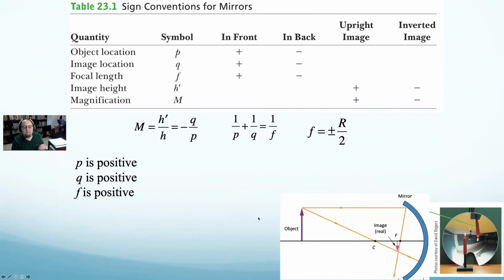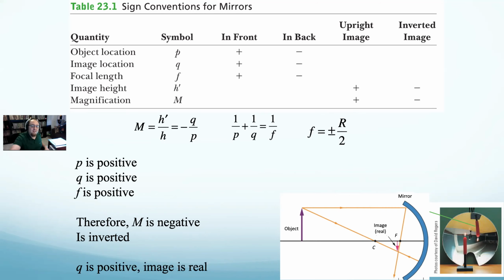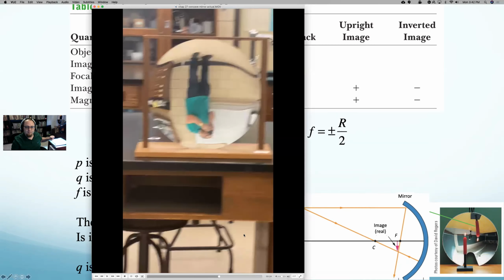For a concave mirror, F will be positive because that's what a concave mirror means. Depending on your distance away, you might get a positive Q. If you are far away from the object, Q will be positive. If Q is positive, that means the image is real. But if Q is positive and P is positive, M must be negative. And therefore, anytime you have a real image, it will be inverted. And this will happen anytime P is much bigger than F, like when I was way out here.